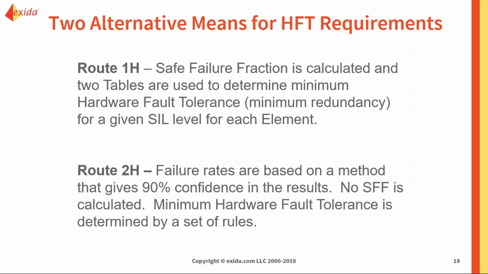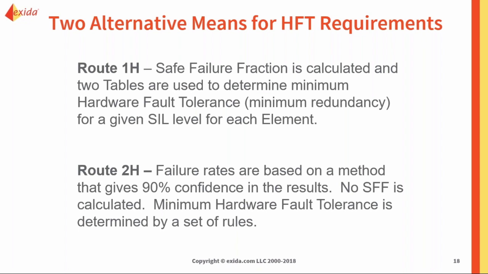So the first route, Route 1H, is one that maybe more people are familiar with. Route 1H is sometimes also referred to as a safe failure fraction calculation. It is done by looking at the failure rates of the device, and calculating the percentage of safe failures compared to the percentage of dangerous undetected failures. So, things that will either be found by diagnostics or that would result in a safe failure instead of a dangerous or bad condition.